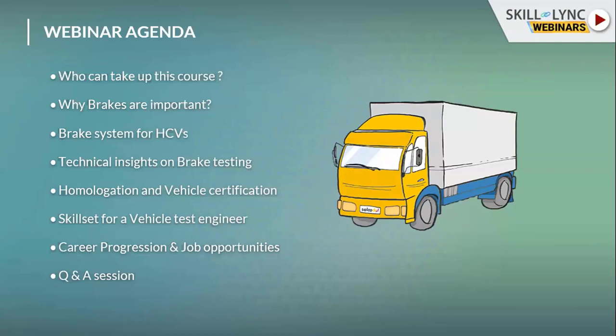Then comes the homologation and vehicle certification. This being the key and important topic in this whole webinar, where we see how the vehicle is homologated and certified by law, and commercially released on the market and run on the roads. We'll go through the standard regulations and the test procedures, and what are the static and dynamic tests which have to be performed on the vehicle according to the brakes. When coming to the brakes, it will be an overall session in the homologation and vehicle certification part.